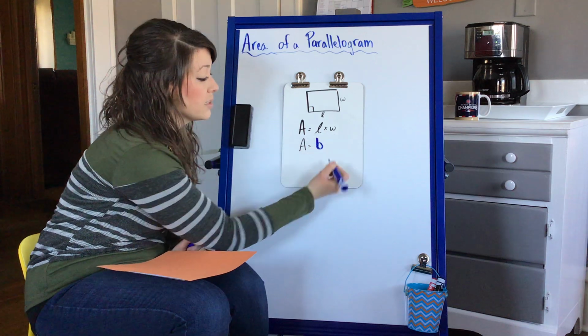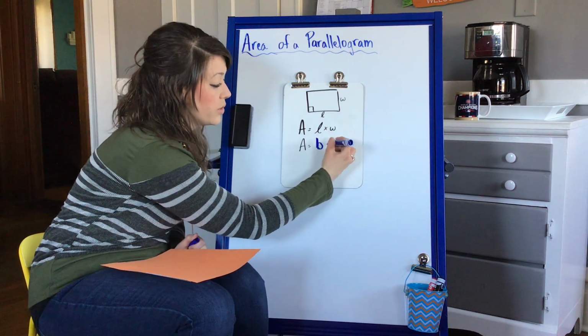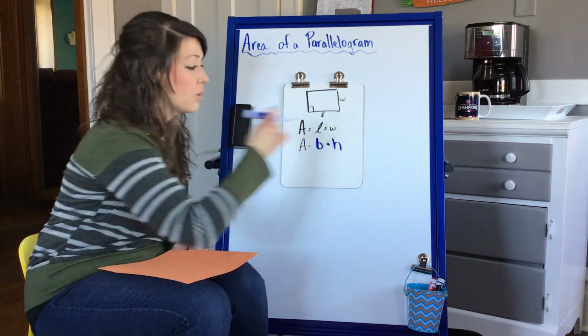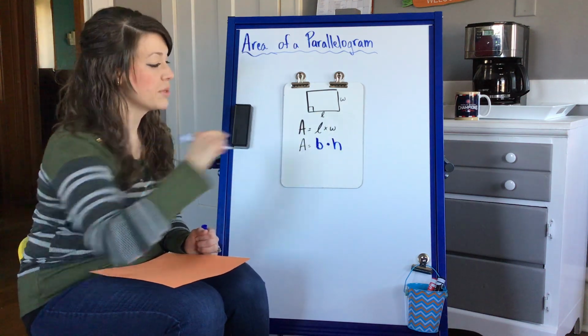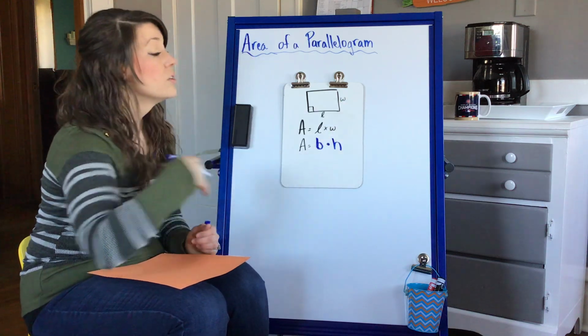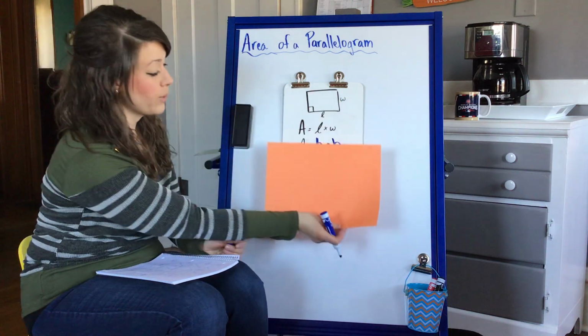You're going to call it the base, and then we're going to change that times to the dot, and then instead of having the width, you're going to have the height. That is the only difference. You find it out the exact same way, except you're not going to see the length and the width anymore, you're going to see the base and the height. So that is for a basic rectangle.